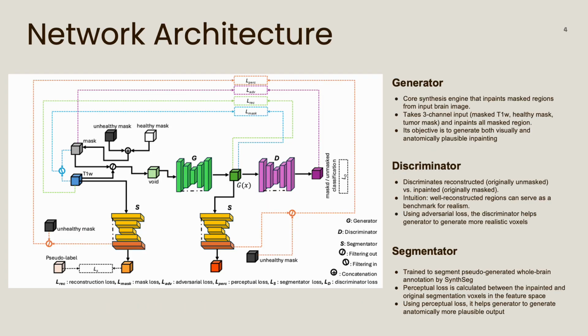Here, training uses 3 UNet-based networks. The generator takes the 3-channel input and inpaints the missing region to be visually realistic and anatomically plausible. The discriminator learns to separate reconstructed voxels from inpainted voxels. Here, reconstructed areas act as a realism reference, and the adversarial loss nudges the generator towards a realistic output.